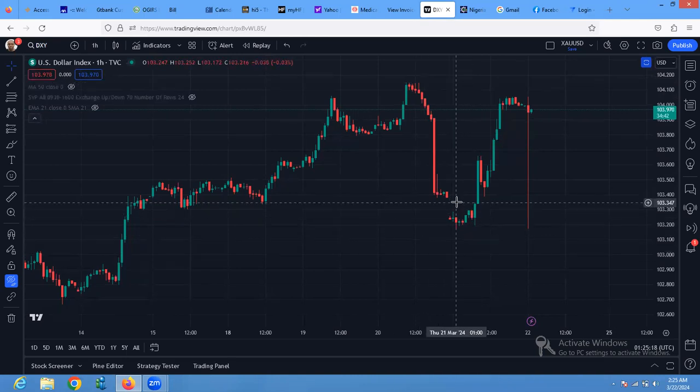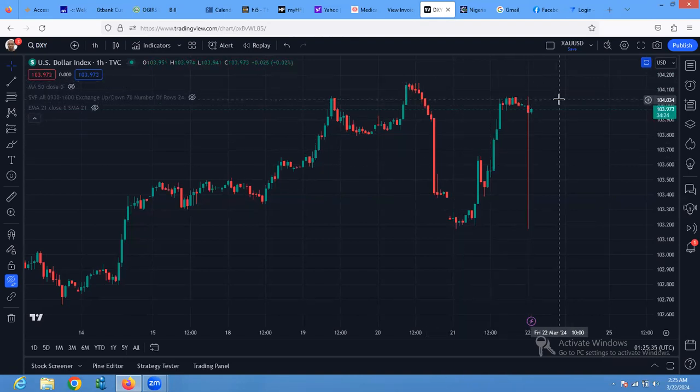So where is the wick again? It has disappeared. The wick has disappeared, and also it gave a warning. If you were able to pick it in the middle of the night, it gave a warning that they might likely take this thing back up. Look at this one also.